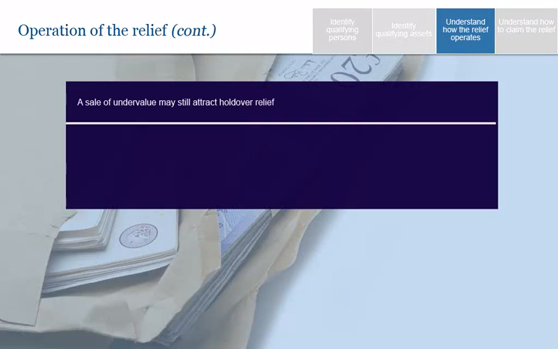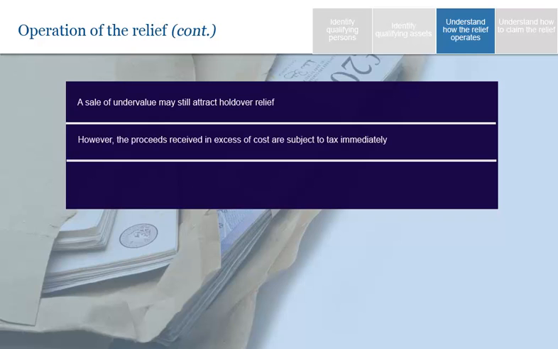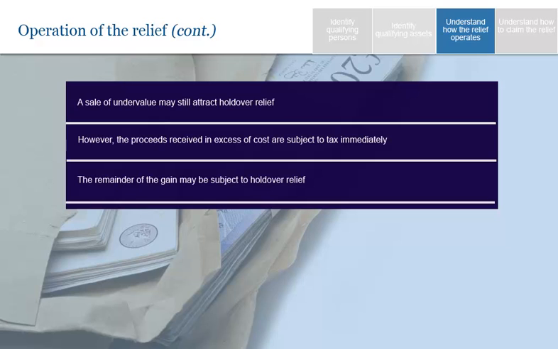This is reiterating what I said a little preemptively on the previous screen, looking at a sale at undervalue that still can attract holdover relief, and to re-stress for the examples coming up, the proceeds received in excess of the original cost of the asset are subject to tax immediately. The remainder of the gain may be subject to a holdover relief claim.